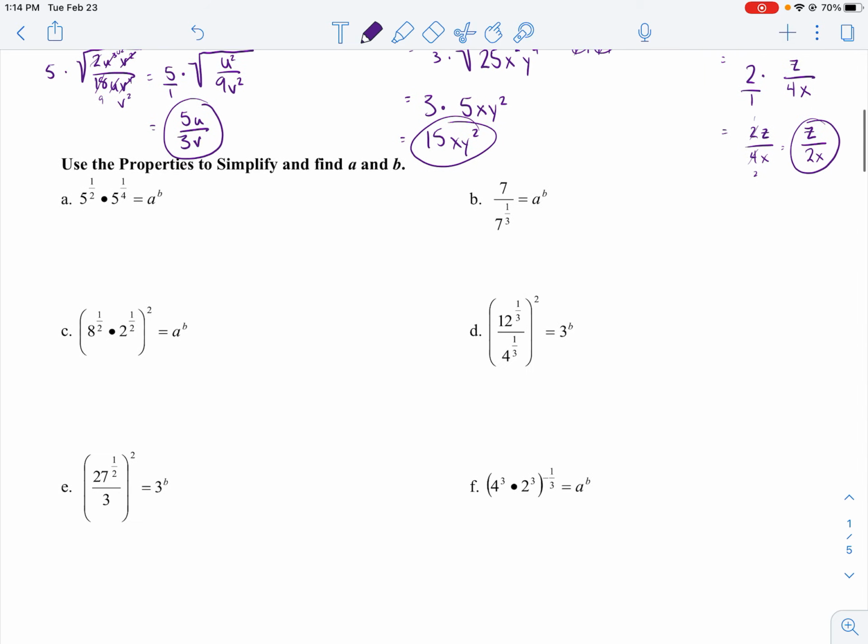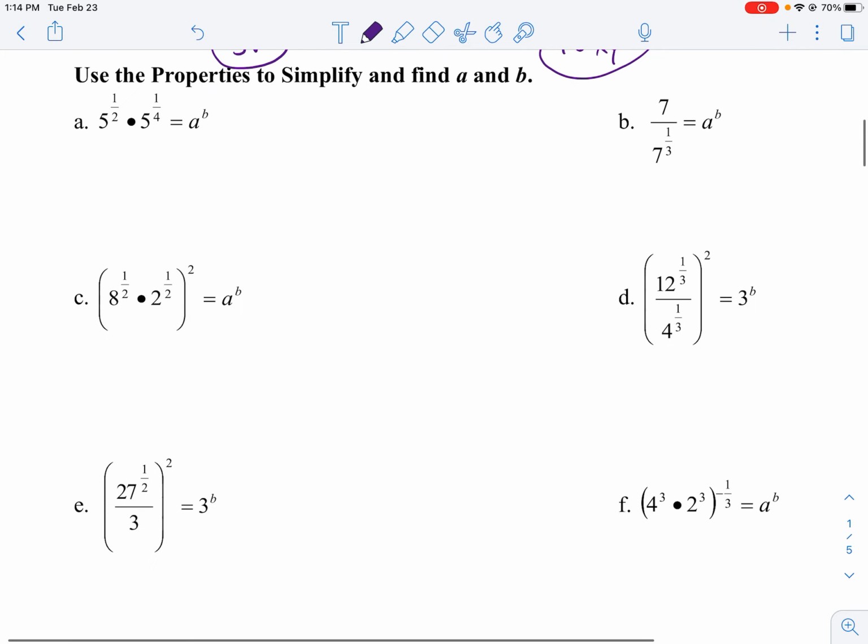Okay, let's go through these last 6 problems, and we'll call it a day. Use the properties to simplify and find A and B. We're going to have to use our exponent rules again to answer their question. A couple of these have forced us to make it 3 raised to some power, but the rest are just some number raised to some other number. Only D and E are specific on what they want being raised to a certain power. So let's work on the other ones first.